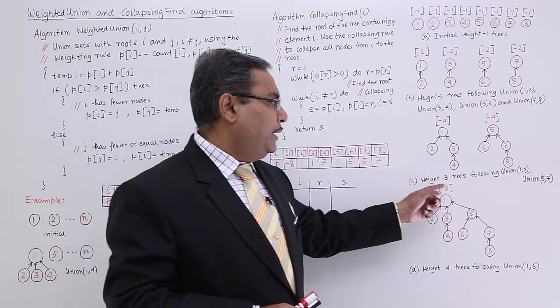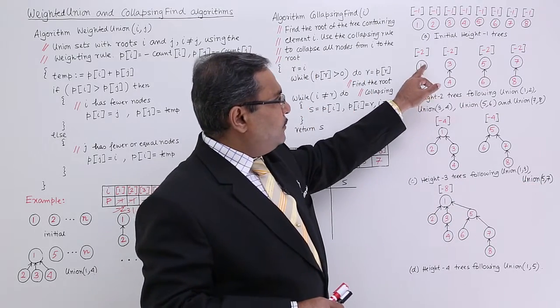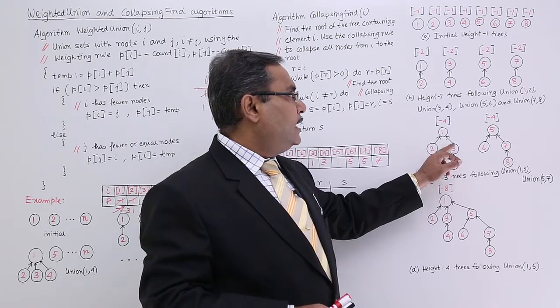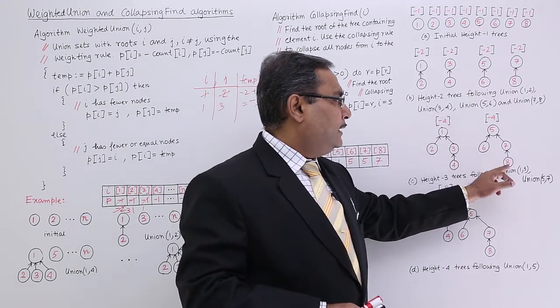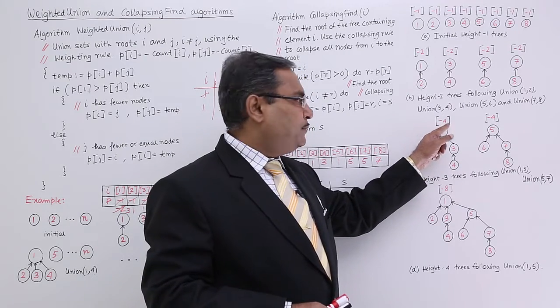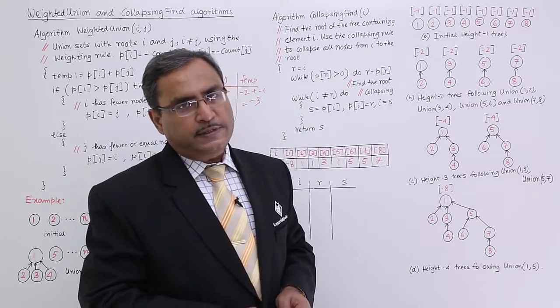In this case, we are doing union 1 3 and union 5 7. So 1 3 means you are merging these two, doing the union of this. It comes out like this, and union 5 7 comes out like this. Here, for location number 1 the count will be -4, because we have 4 elements in the respective set.